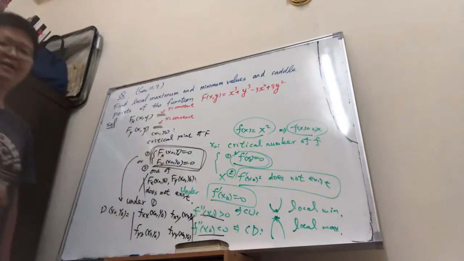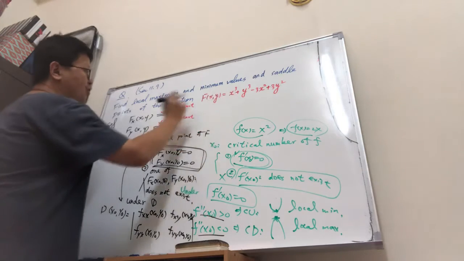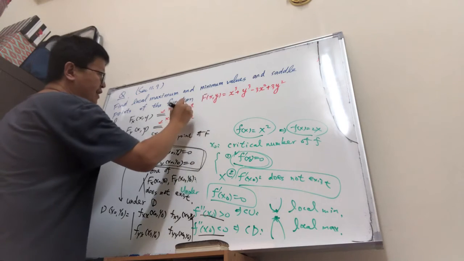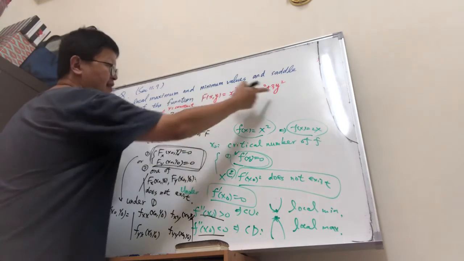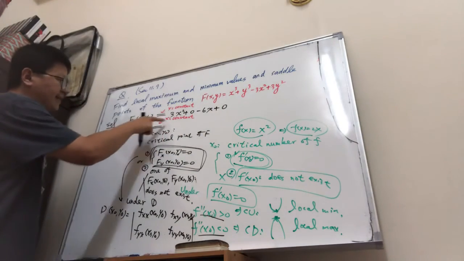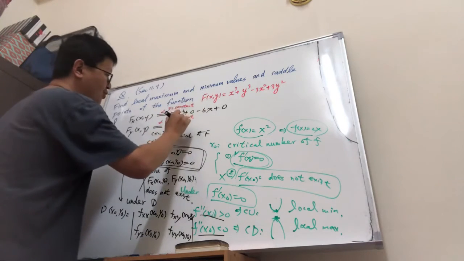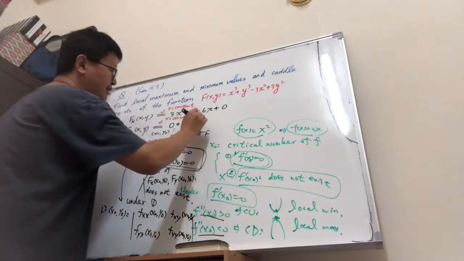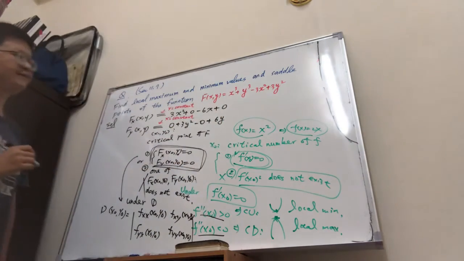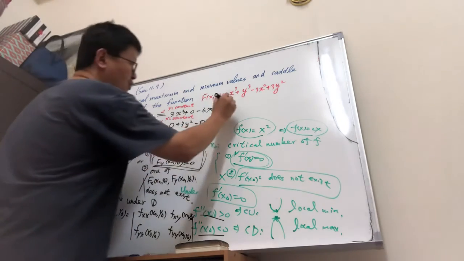So first one, view y as a constant. Here x cubed has derivative 3x squared. The y term is constant, so its derivative is 0. Subtract 6x, and the constant has derivative 0. This time view x as a constant, so its derivative is 0, plus 3y squared. Subtract the constant, derivative 0, and then this time 6y. And simultaneously, both of them are 0.